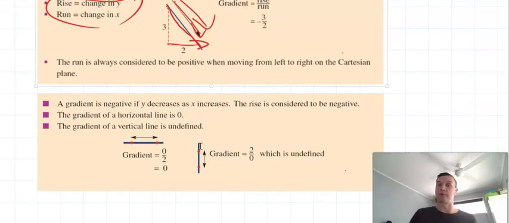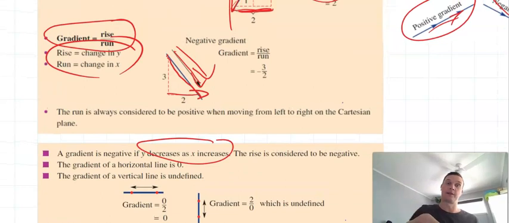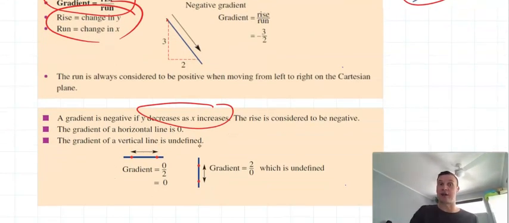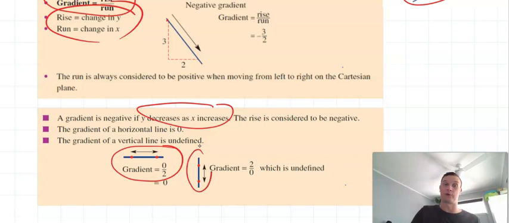Now we've got a couple of different types here. If the y decreases and the x increases, like this example here, we call that a negative gradient. Now if the line is a straight line across, like this one here, we call that a 0. And finally, if it's a vertical line, which just goes straight up and down, we call that undefined, because you can't divide by 0.